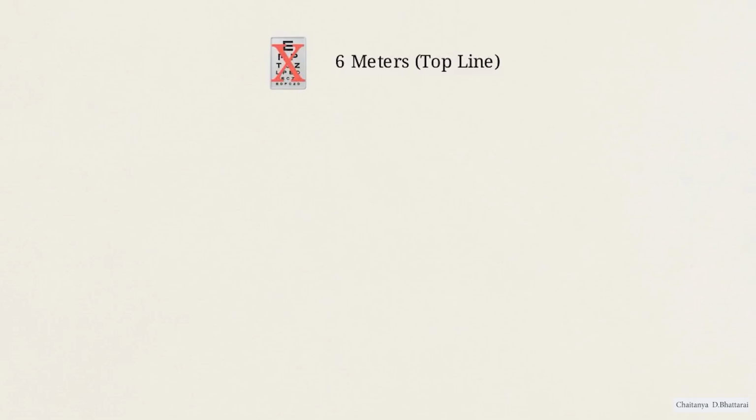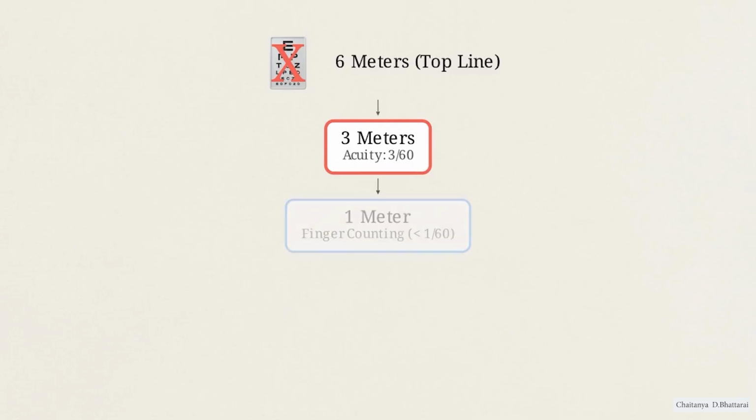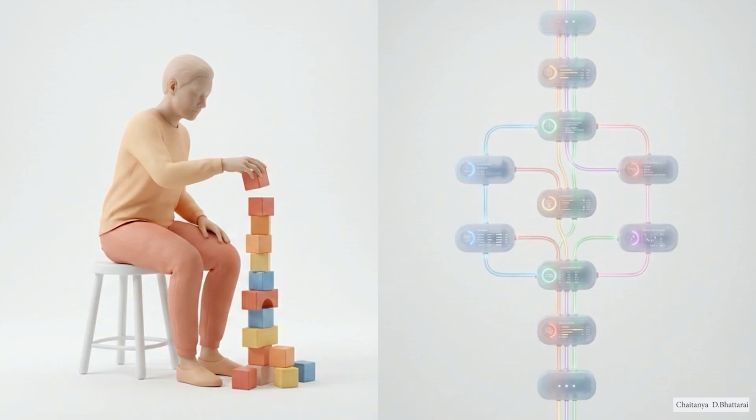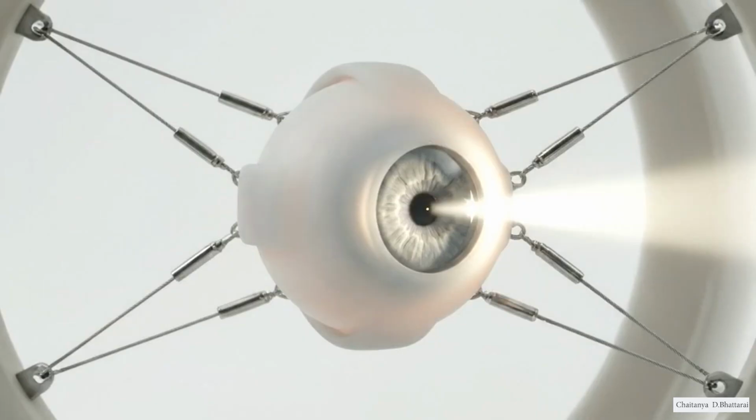The distance between the patient and the chart is cut exactly in half, down to 3 meters. If failure continues, the algorithm collapses sequentially. The clinician moves to 1 meter to see if the child can count fingers. If not, they test for gross hand movements, and finally, they check for bare light perception. The patient's developmental age acts as a strict parameter, dictating how far a clinician must descend the sensory algorithm to find a reliable baseline. Moving past sensory testing brings us to objective physiological responses.